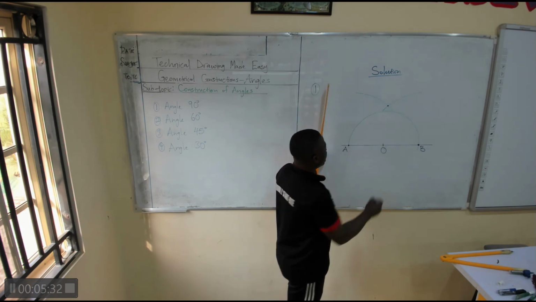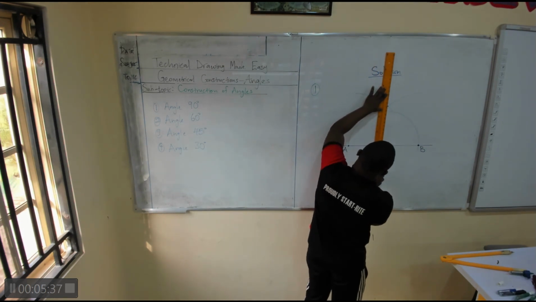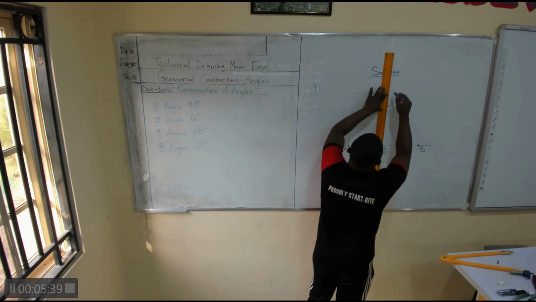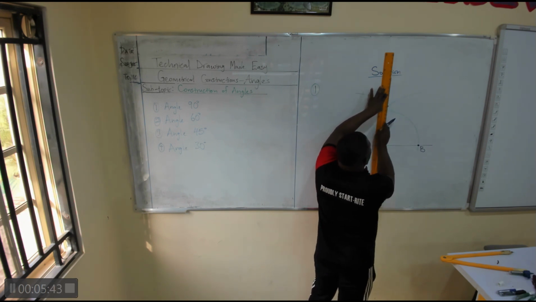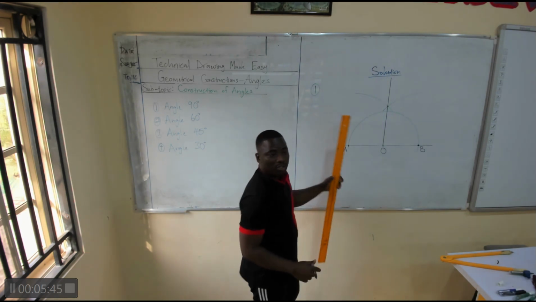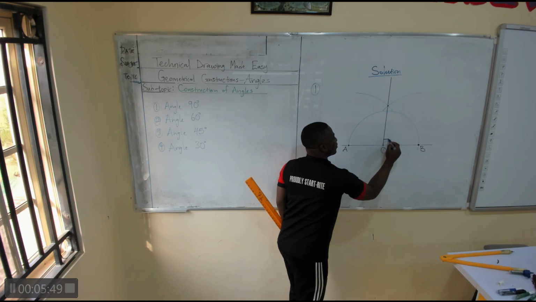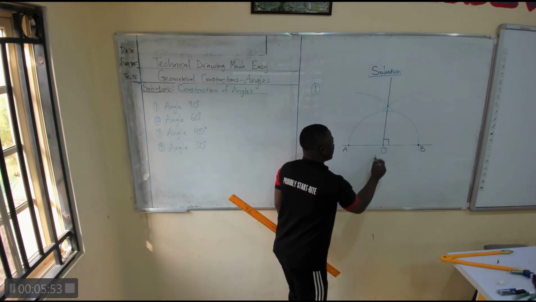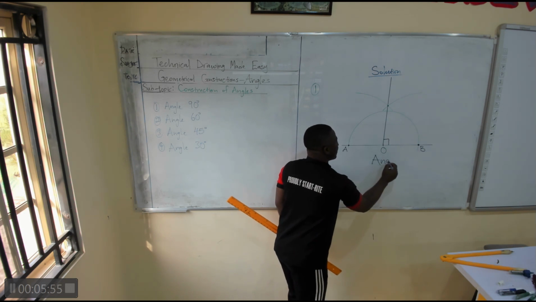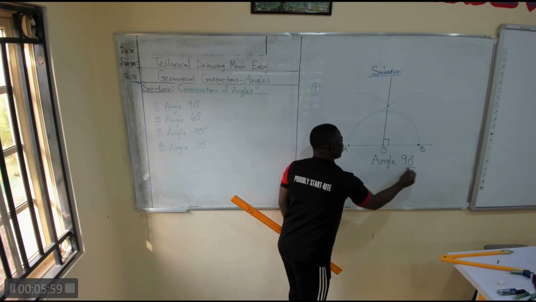Point of intersection. So we join the point of intersection to point O. Please, your line should pass through that point. So we mark the angle we want to the right like this. Can you see it now? That is angle 90. So under it, you write angle 90 degrees.